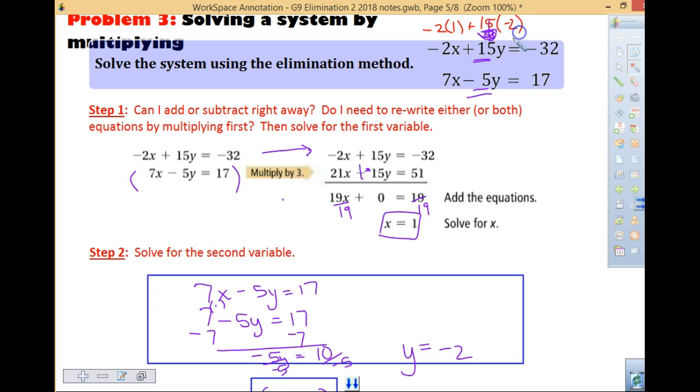Yep. And 15 times negative 2 we know is negative 30. And negative 2 times 1 is negative 2. So negative 30 plus negative 2. That checks, and it gives us that solution. Okay.